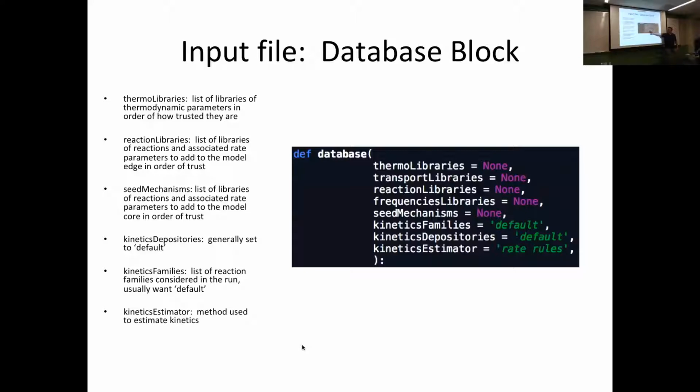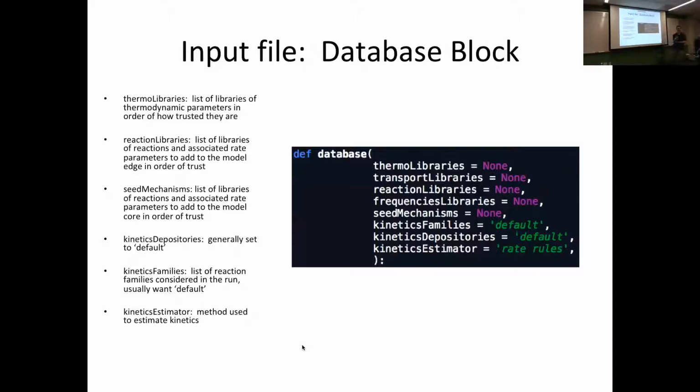In general, these other things, transport libraries, frequency libraries, kinetics depositories, and the kinetics estimator, you generally shouldn't touch. You should keep these as what it has here, or you shouldn't put in a value for them. Because generally, the only other option here is rate rules, which I don't recommend. And this just includes the training. I think you can also include NIST, but we've found that doesn't work very well. Any questions on the database block?